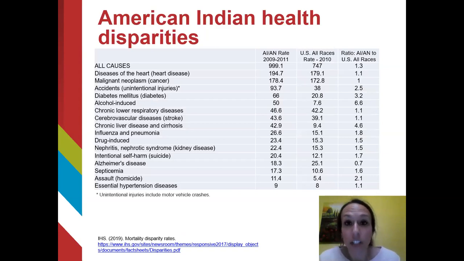On this slide, you'll see a table, and in this table, it compares the mortality rates between Native American, American Indians, and the average within the U.S. And it gives you a ratio of how those compare to one another. So if you look at the ratio column, which is all the way on the right side, you'll be looking for any number greater than 1, and that will tell you that there's a higher death rate for that particular cause of death among American Indians. And you can see that for pretty much everything except for Alzheimer's, there's a higher death rate for each of those causes.